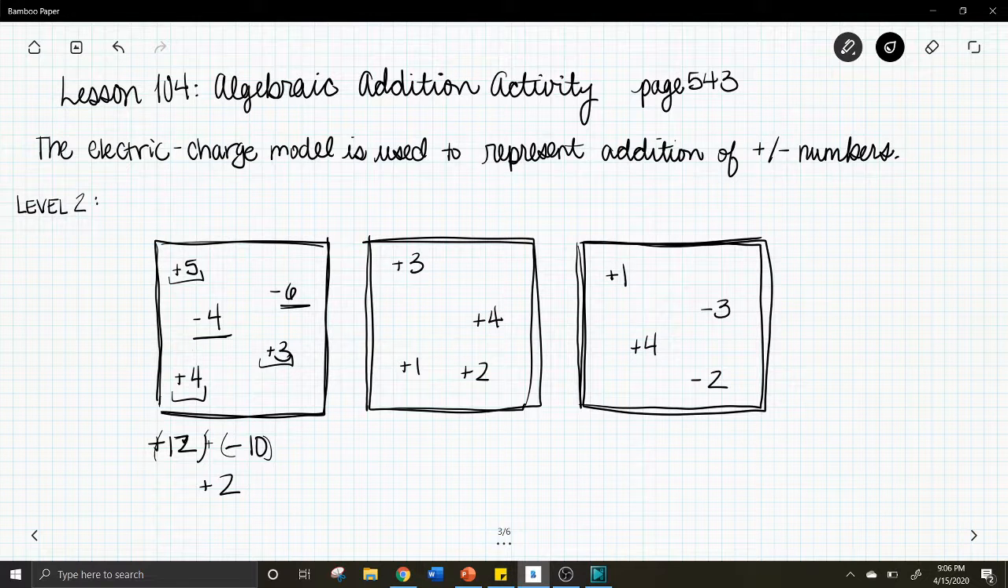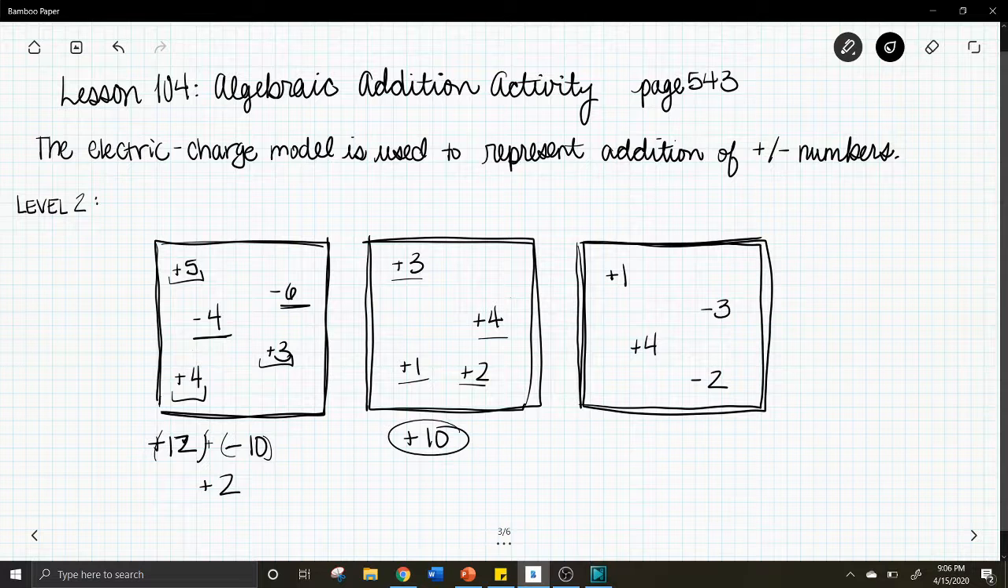All right, let's go to our middle screen here. Let's add all of our positive numbers together. 4 plus 3 plus 4 plus 2 plus 1. It's going to be a positive 10. And there's nothing negative, so that's just going to be our answer to that one, positive 10.